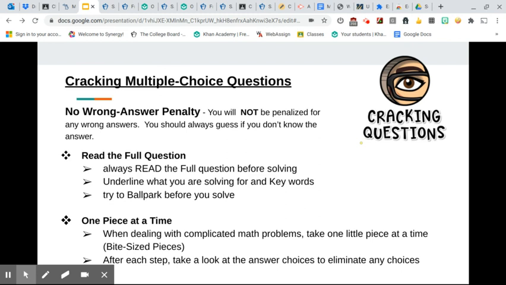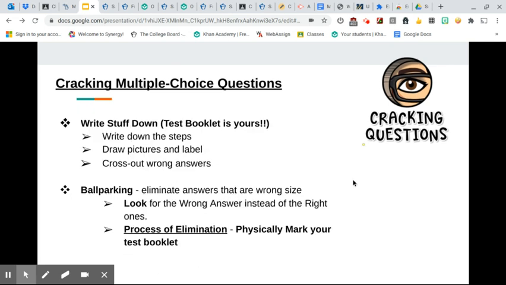So the very first thing when you start: please read the questions fully. Read all the questions all the way down, and make sure you're underlining what you're solving for, keywords, and key numbers, and try to ballpark before you solve. And if the problems are really lengthy, take one piece at a time, and after each step, take a look at the answer choices and eliminate any choices that you can.